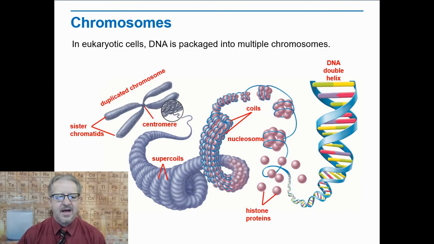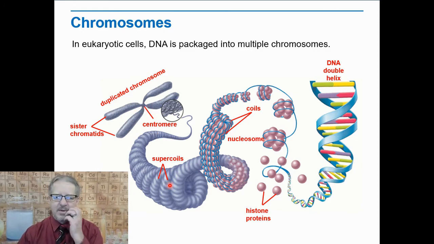Okay, and then as we finish everything off, as the supercoils develop, we end up with these duplicated chromosomes, and each of these ends is called a sister chromatid because they're basically the same information. So they're sisters, and they're connected. The four legs or wings of the butterfly, if you will, they're all connected at what's called the centromere.